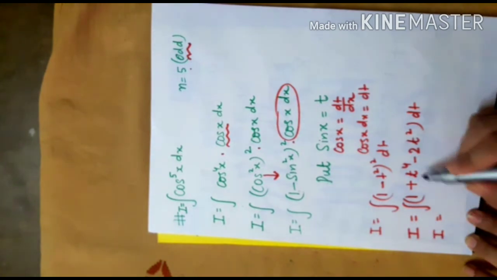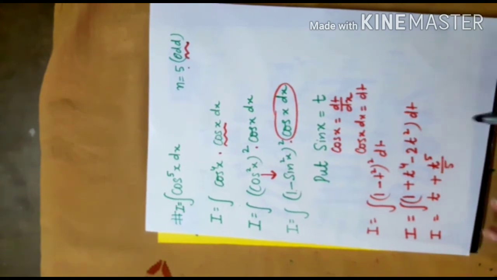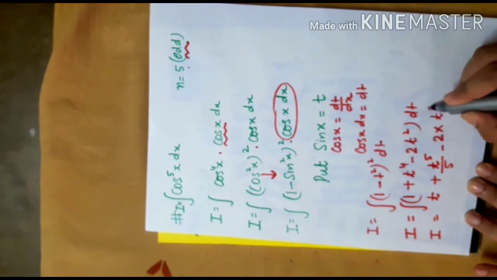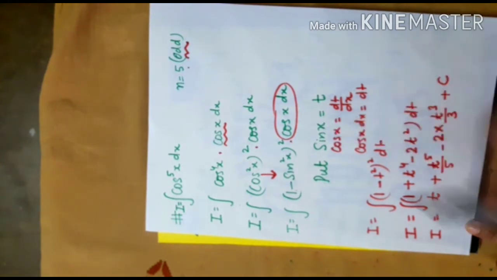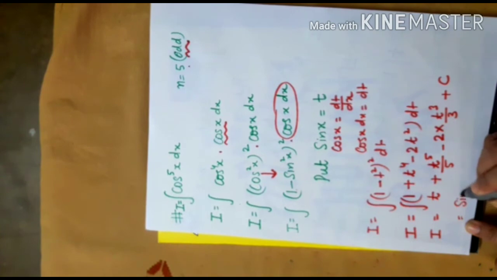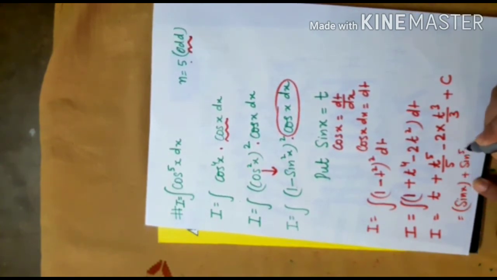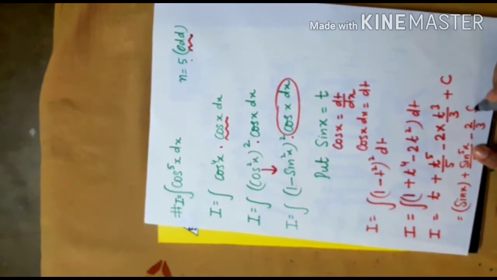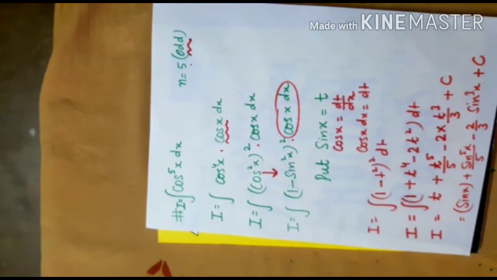Yes. Integral of 1 dt will be t. Integral of t raised to the power 4 will be t raised to the power 5 over 5. 2 is constant, and integral of t square will be t raised to the power 3 over 3 plus c. And now replace t with its original value. So I'll get sin x plus sin x to the power 5 over 5 minus 2 by 3 into sin x to the power 3 plus c.